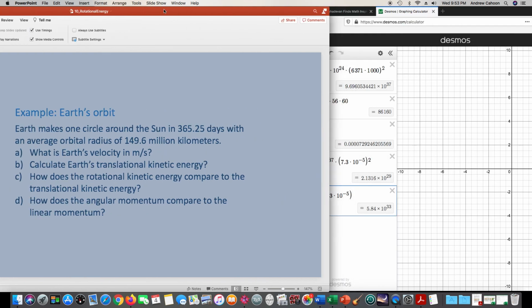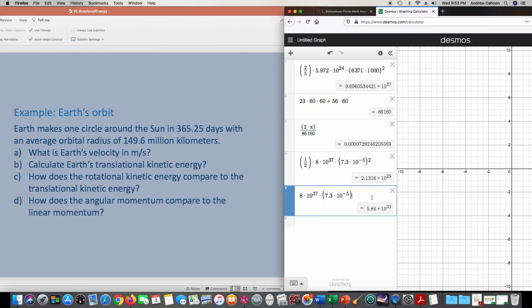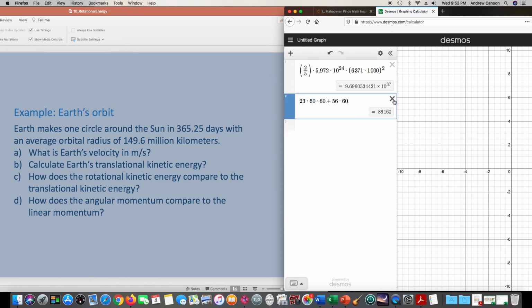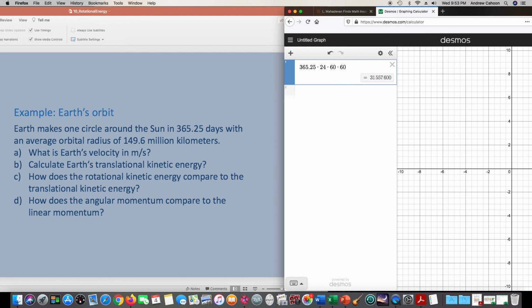All right. So I think I have these answers down so I can delete them. Start fresh. All right, so I want velocity in meters per second. I have the time here in days. So 365.25 days, 24 hours in a day, 60 minutes in an hour, 60 seconds in a minute. So we have this many, 31,557,600 seconds in a year.